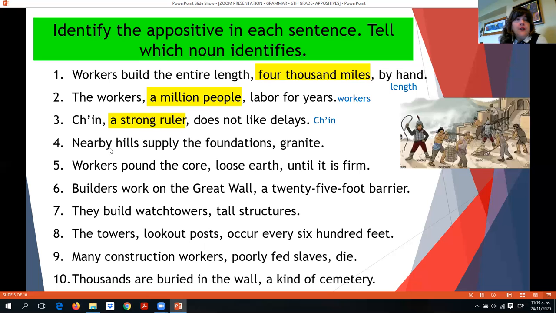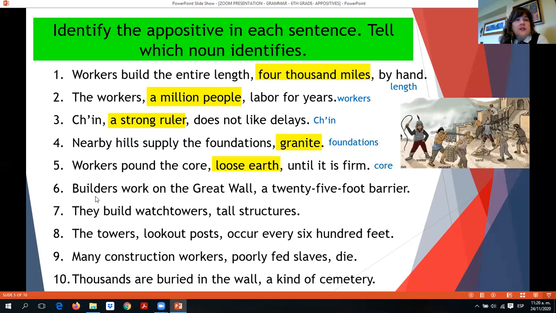Then number 4, nearby hills supply the foundations, granite. So the foundations are of granite. So granite is the appositive and foundations is the noun that it's describing. Number 5, workers pound the core, loose earth, until it's firm. Loose earth is the appositive in this case, and core is the noun that it describes. The core is made of loose earth, okay?